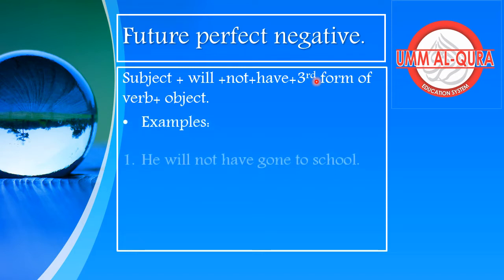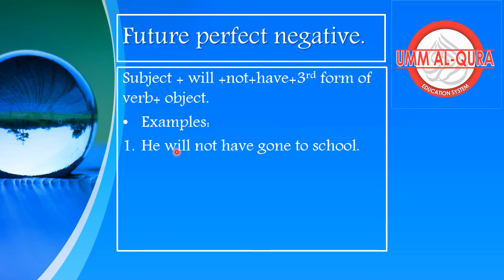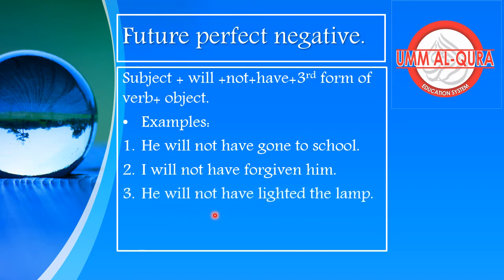Here are a few examples of future perfect tense. He will not have gone to school. He is the subject, will the helping verb, not to make it negative, have again a helping verb, gone to school. I am telling you that there are two helping verbs just to make it easy for you to remember. Okay, I will not have forgiven him. And he will not have lighted the lamp. This was the third example.